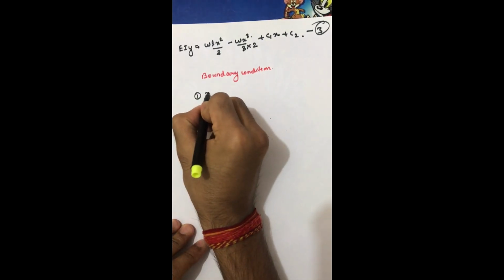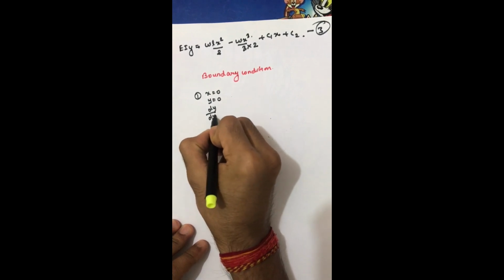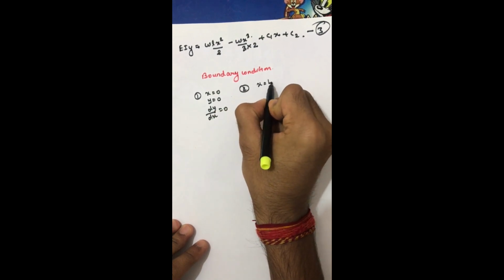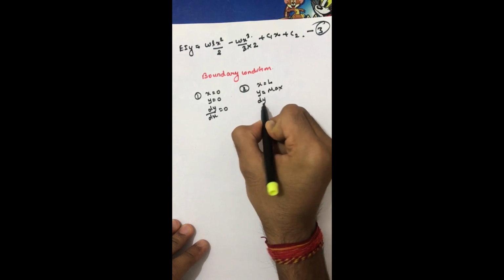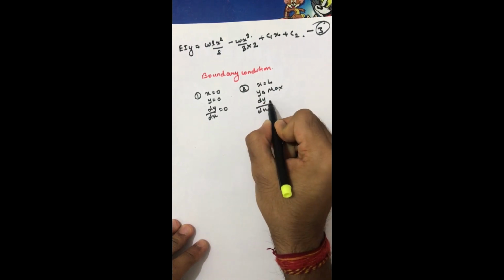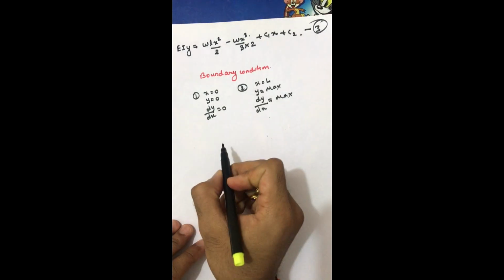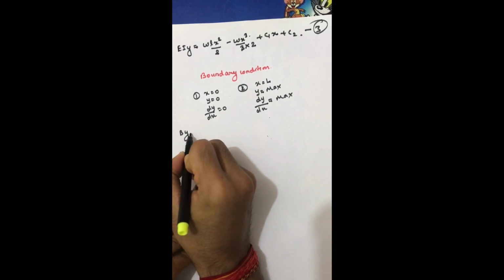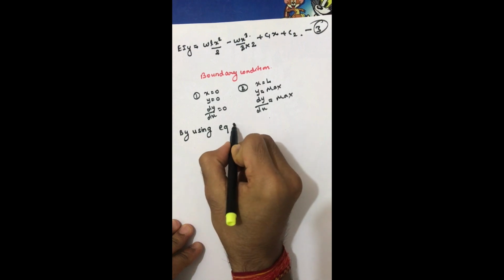Our first boundary condition is x equals 0, y equals 0, and dy/dx equals 0. And the second boundary condition is x equals L, where y is maximum, and dy/dx is also maximum. Now let us find the values of c1 and c2 by using equation 2.